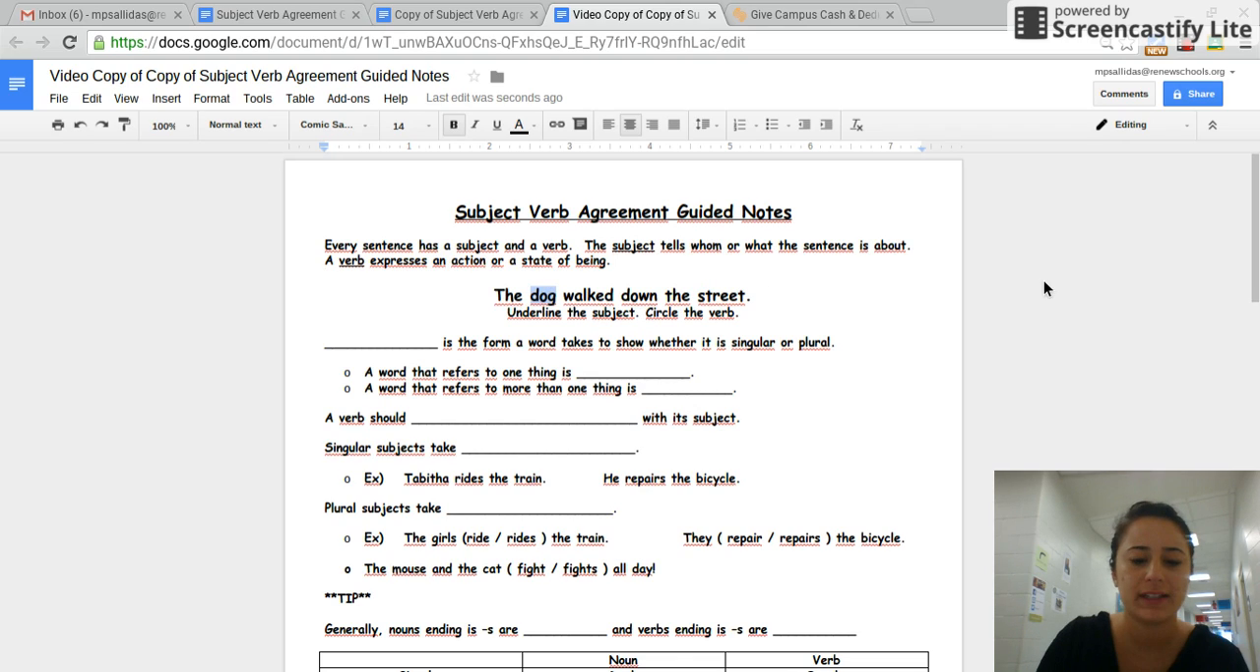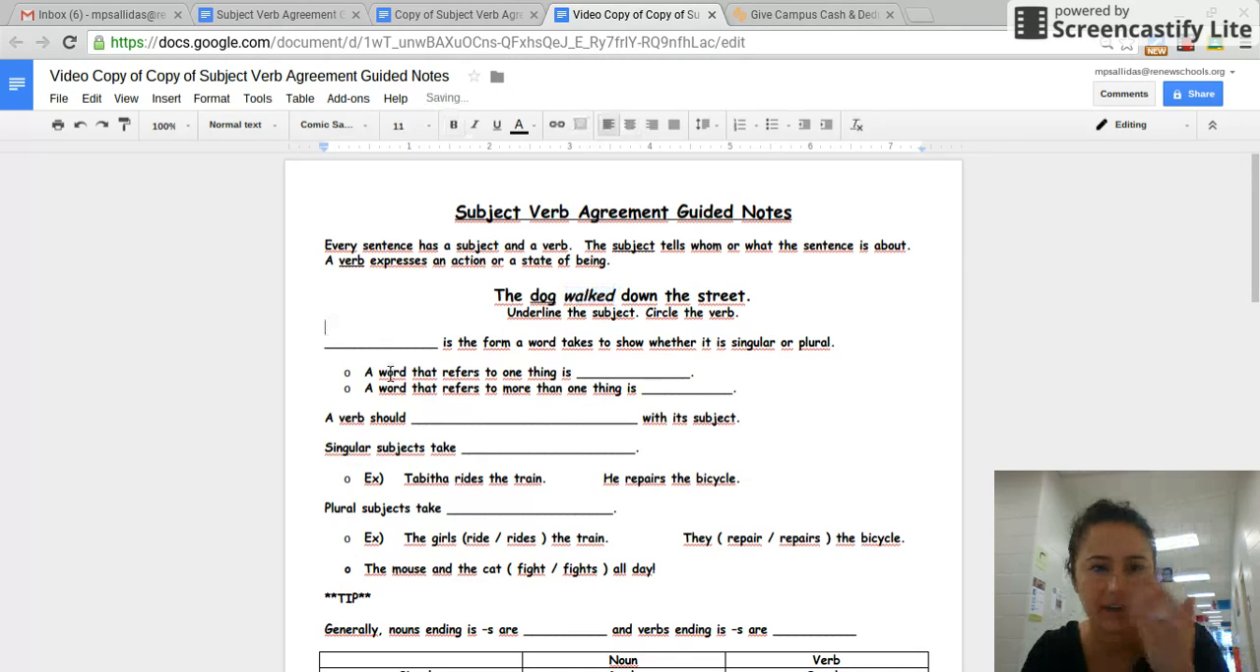So obviously the dog is the subject because it tells whom or what the sentence is about. And then the action that's actually happening here is walked. So that should be what you circled. I'm just going to slant it right there.